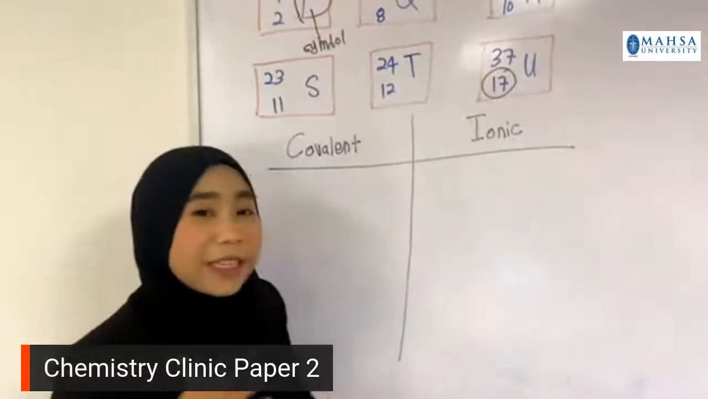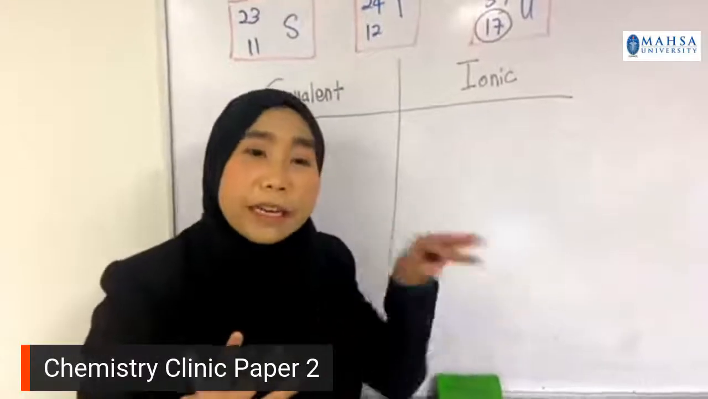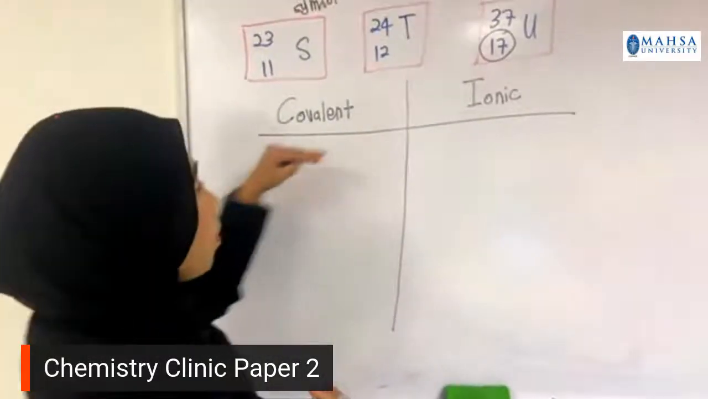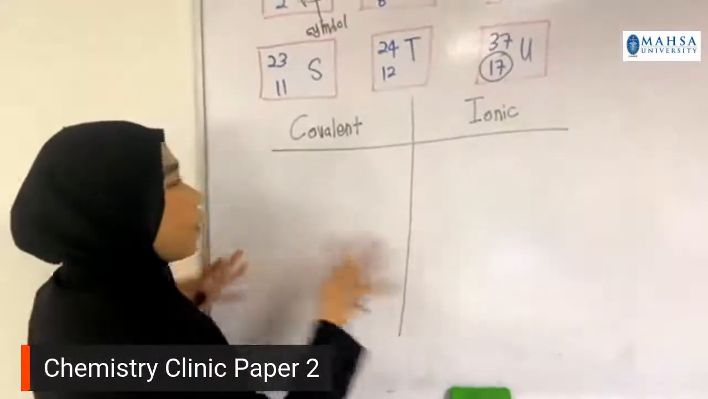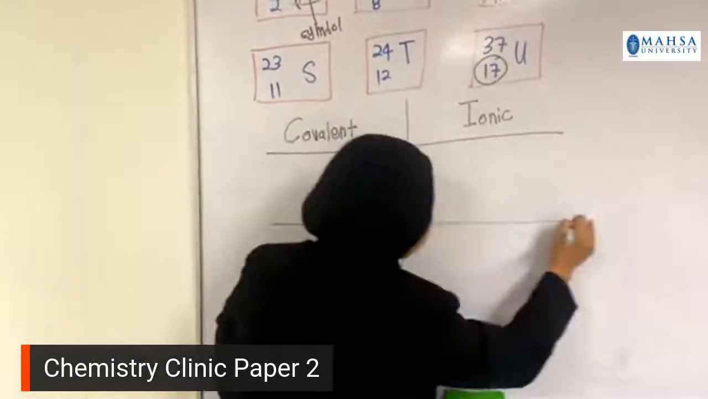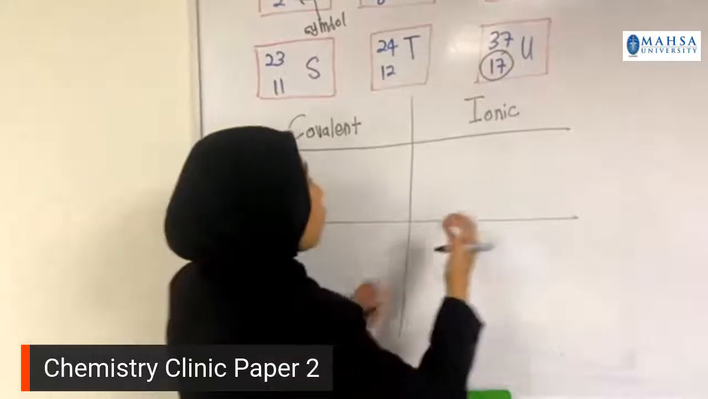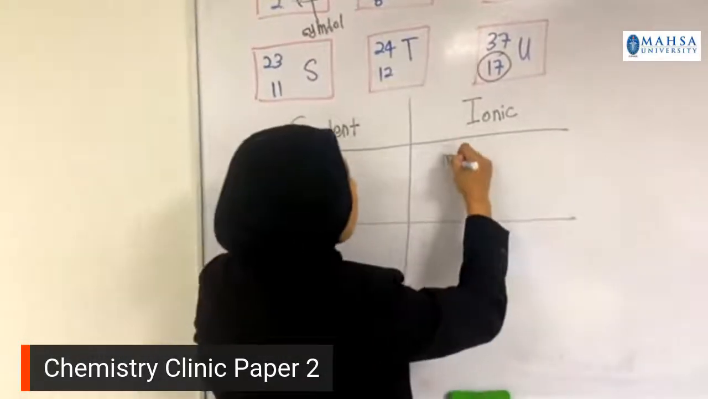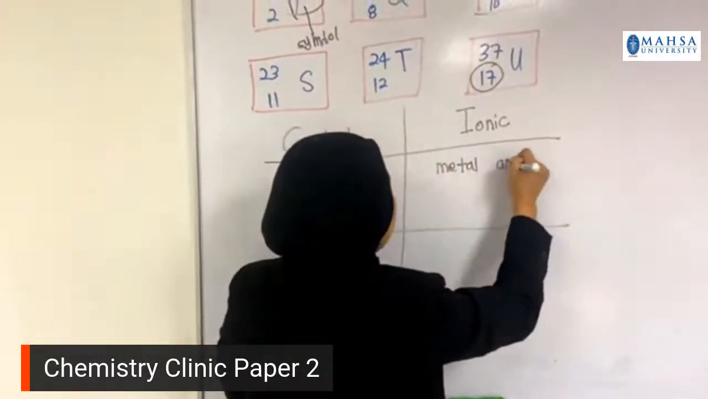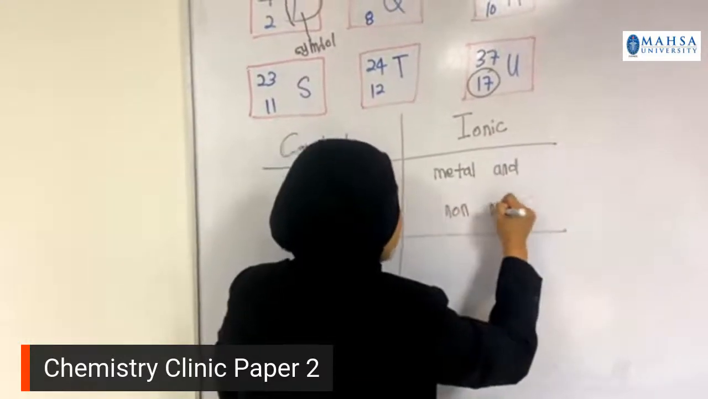Okay, students, this is time for you to recall what you already learned before. Ionic bond and covalent bond. So what is the difference between these two? An ionic bond is formed between a metal and a non-metal.